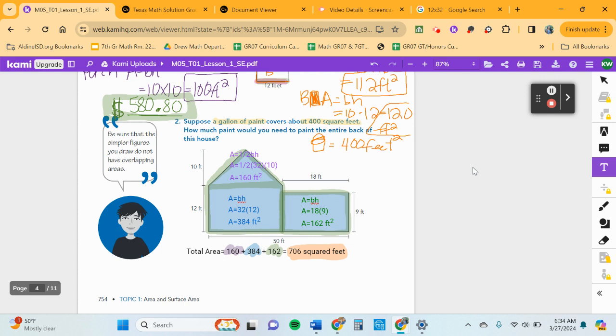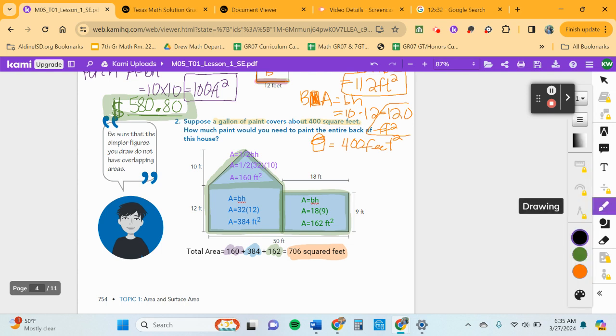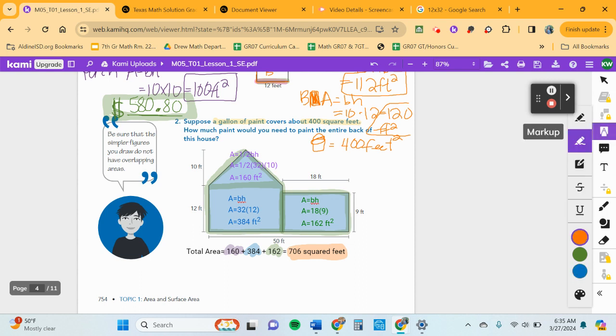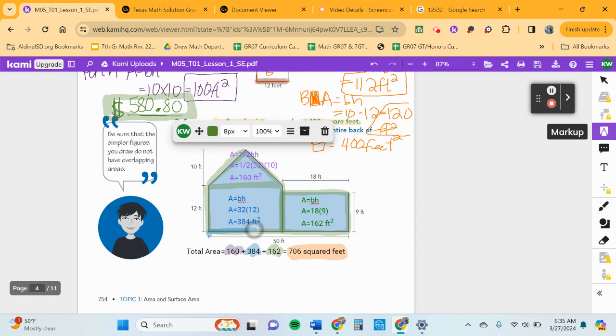Then for the bigger rectangle, we started with the formula. The base was not clear, but I could see that the full length was 50. And then part of that, actually, let me highlight it in blue so that you can see exactly what I'm referring to. The full length is 50, and part of that is 18 from here to here. So the remainder of the way I know I would subtract, and I figured out that that was 32. I multiplied and got 384 feet squared.